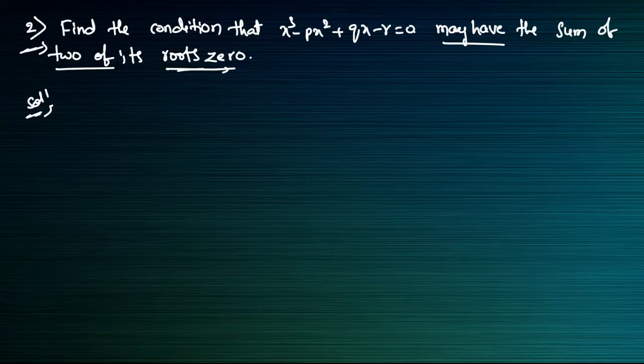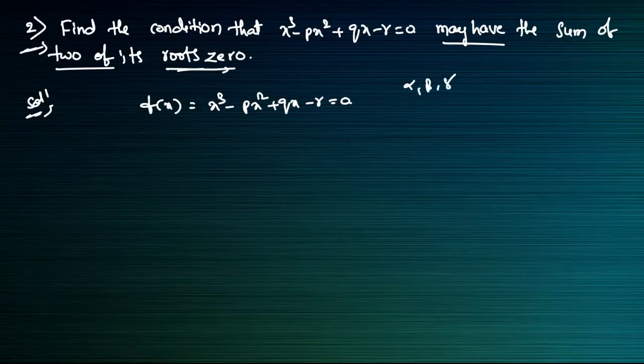So the given equation is x cube minus px square plus qx minus r is equal to 0. Alpha, beta, gamma are the roots of this. So alpha plus beta plus gamma is equal to, how much will come? Minus b by a, so minus of minus p by 1, equal to p will come here.